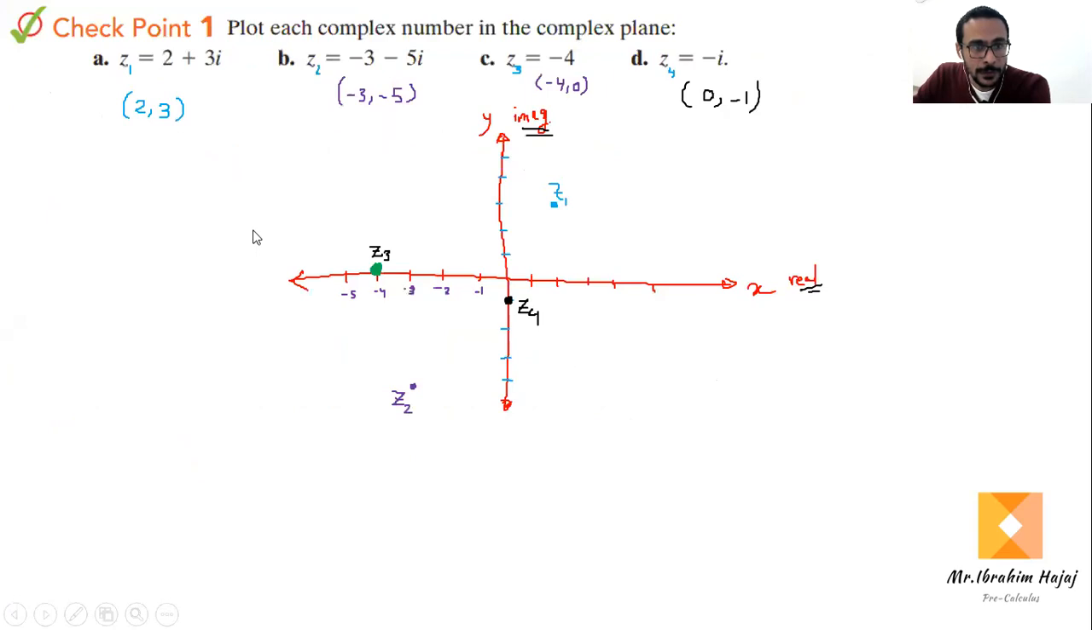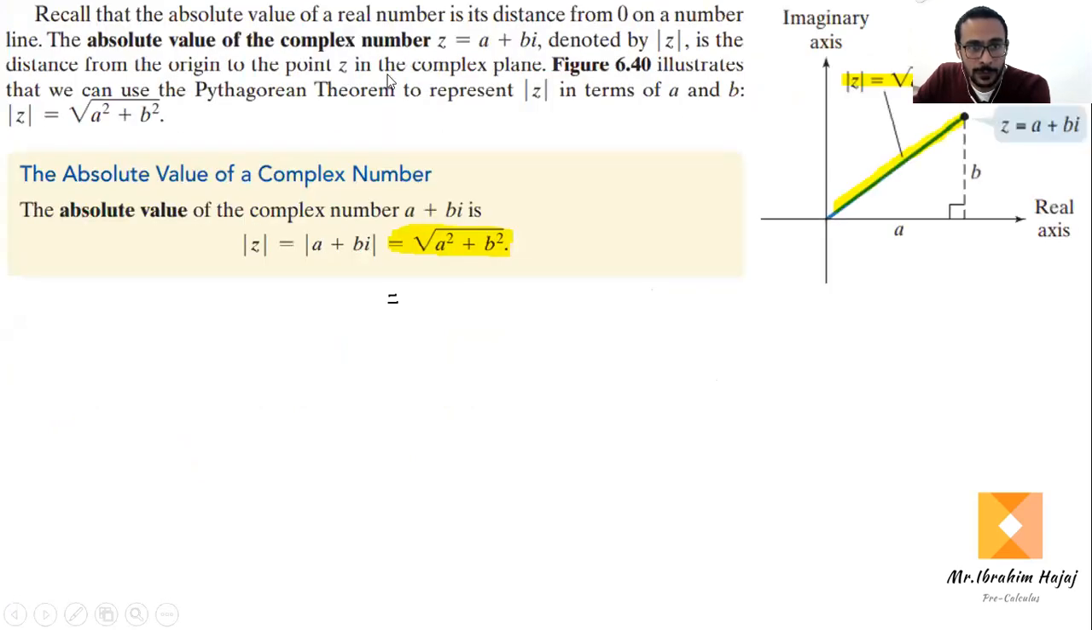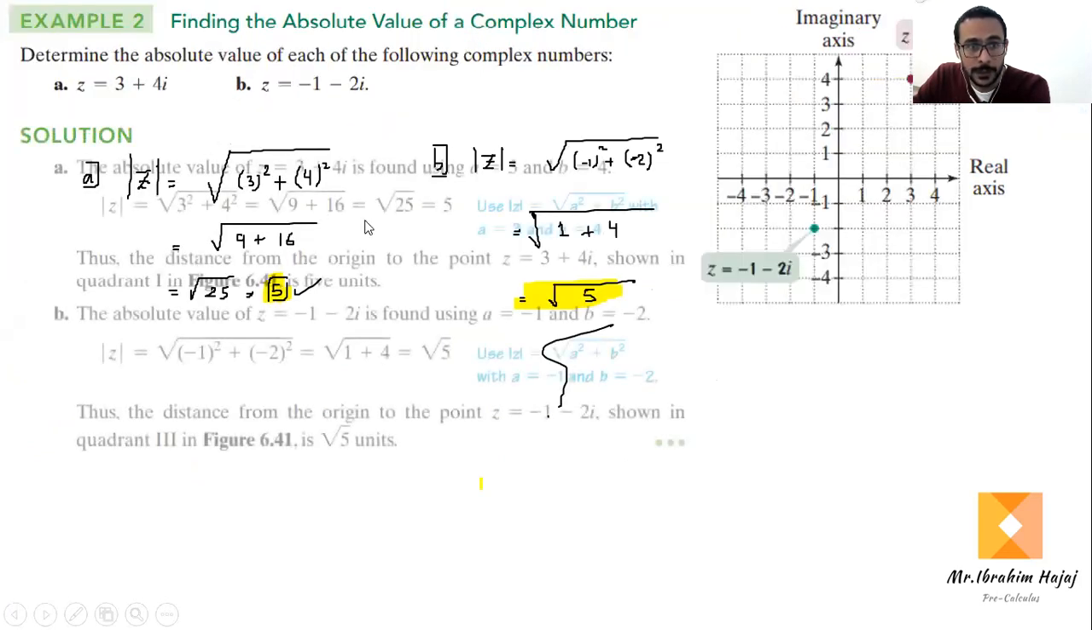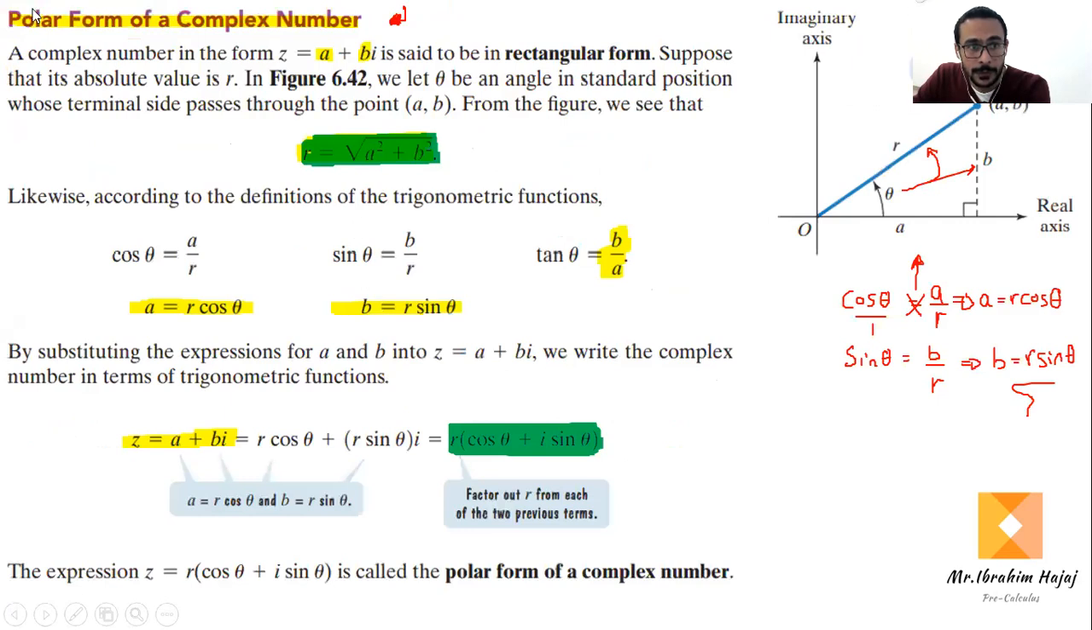Next, we said also here, the absolute value of complex number z is radical a squared plus b squared. And we did here example 2 and check 1. We took the polar form of a complex number. You should know that r equals radical a squared plus b squared, and also a is r cosine theta and b is r sine theta, and tan theta is b over a. All these rules you have to know.